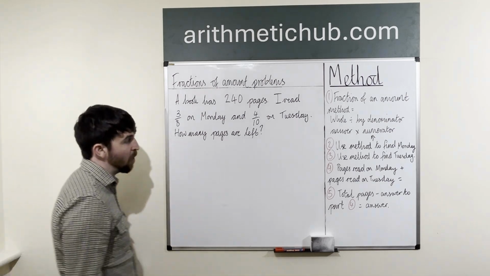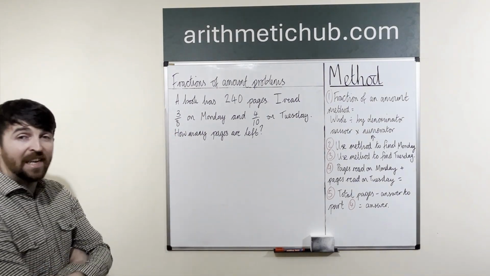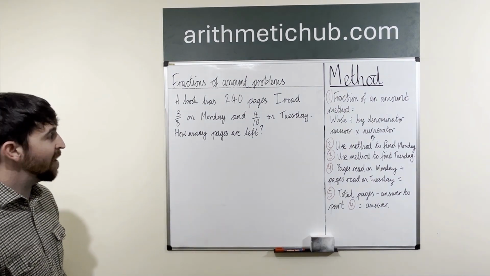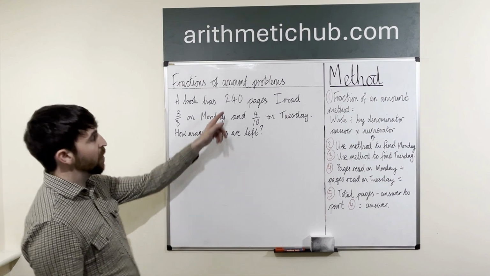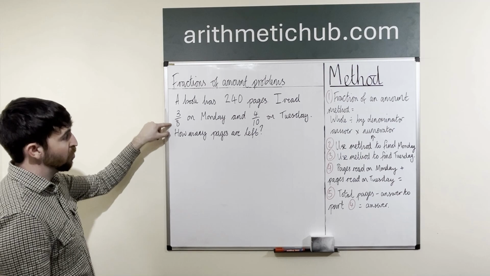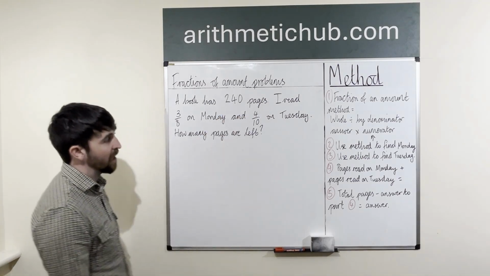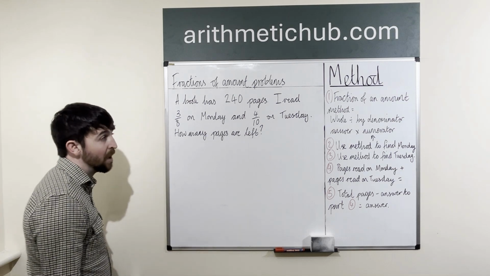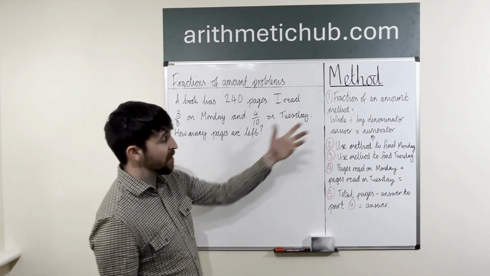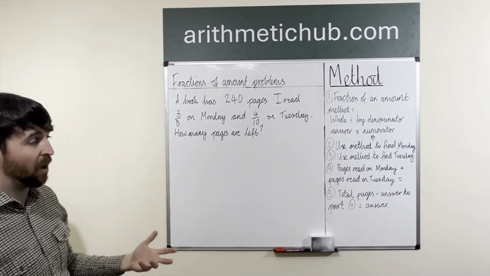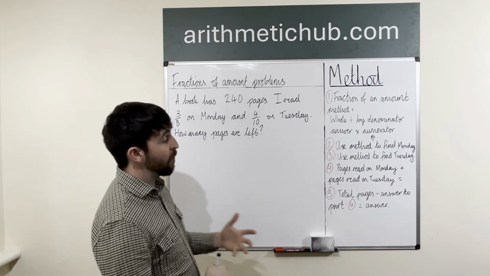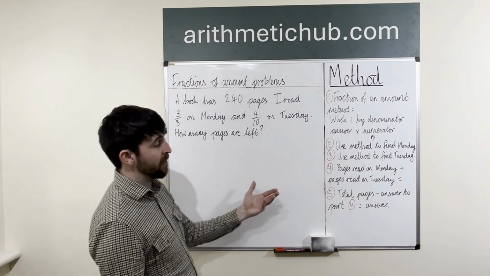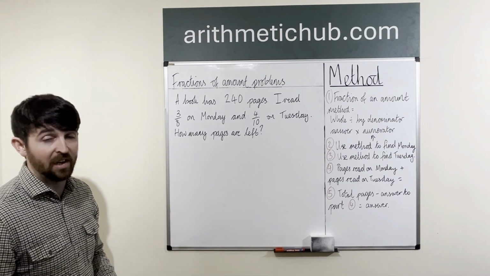So, the method for this question, let's have a look. The first part says you need to know your fraction of an amount method, and that's been really simplified here to whole divided by the denominator, and your answer times by the numerator. So we've got our whole, we've got our fractions over here with our numerator and our denominator, and again, a fraction over here with the numerator and the denominator. So we know we're going to be able to use that fraction of an amount method over here. The second part of the method says, use this method to find the value for Monday. Then the third part says, use the method to find the value for Tuesday. The fourth part says, the pages read on Monday, add the pages read on Tuesday equals, and the fifth part says the total pages minus the answer to part 4 is going to give you your answer.